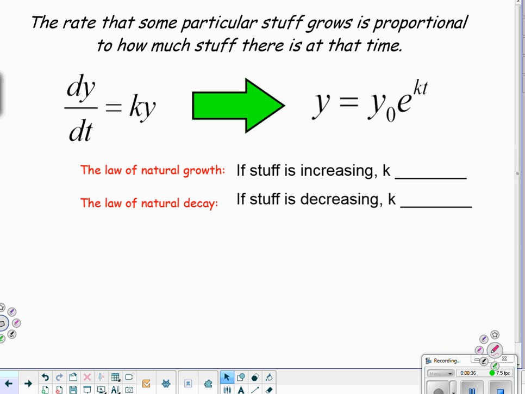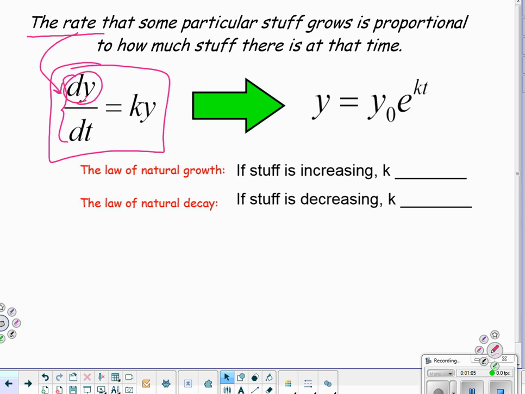So, whoops, double click there. The rate at which some particular stuff grows is proportional to how much stuff there is at the time, at the beginning, or the amount present. This indicates that we're working with natural growth and decay models. So, based on that particular statement, the rate is my dy/dt. The rate at which that stuff is changing will be equal to some proportionality constant, and then the amount present at the start. So the amount present generates that differential equation for us. So that particular statement is always an indicator that we're looking at natural growth and decay.